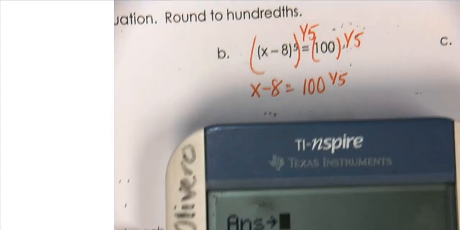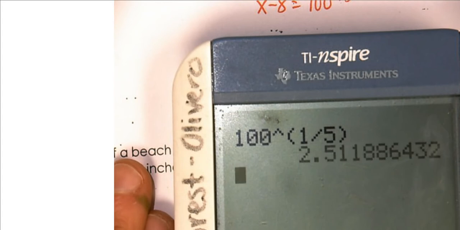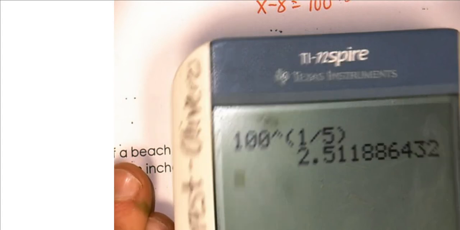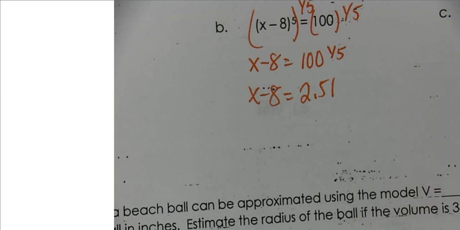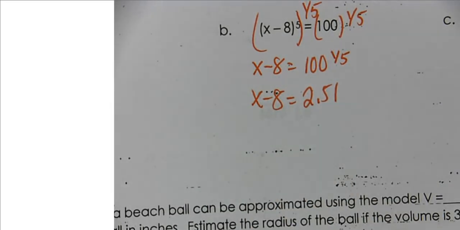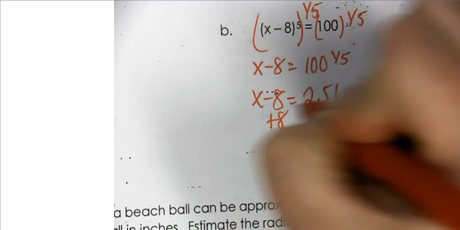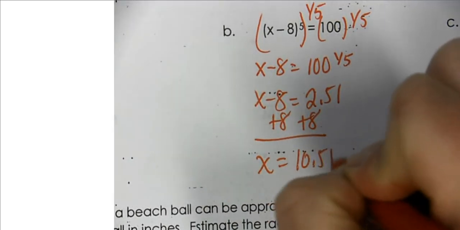So in my calculator, I'm going to put 100 raised to the 1/5 power, and I'm going to close my parentheses. And when I do that, I end up with 2.51. So now I have x minus 8 is equal to 2.51. For these types of problems, I will allow you to use a calculator. So only in example number 3 will I not allow you to use a calculator, but these problems I certainly will. So I'm going to add 8 to both sides, and we end up with the answer of x is equal to 10.51.